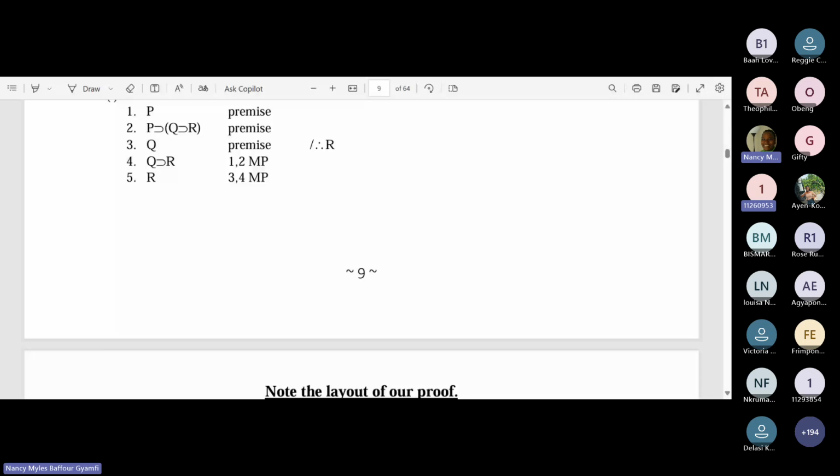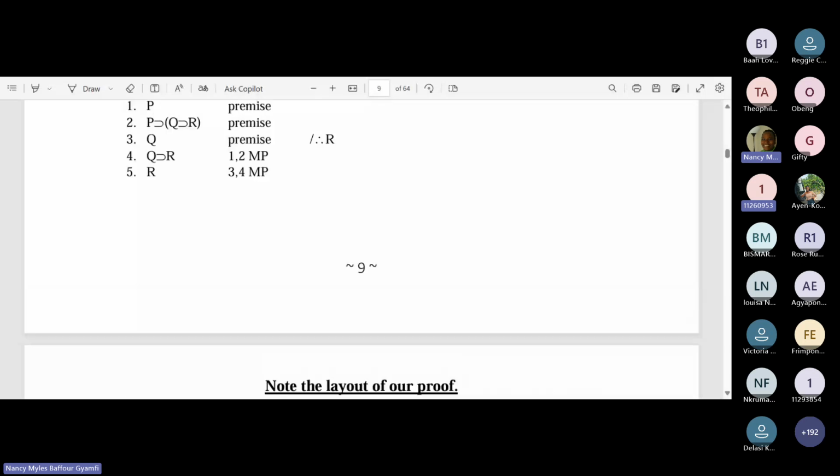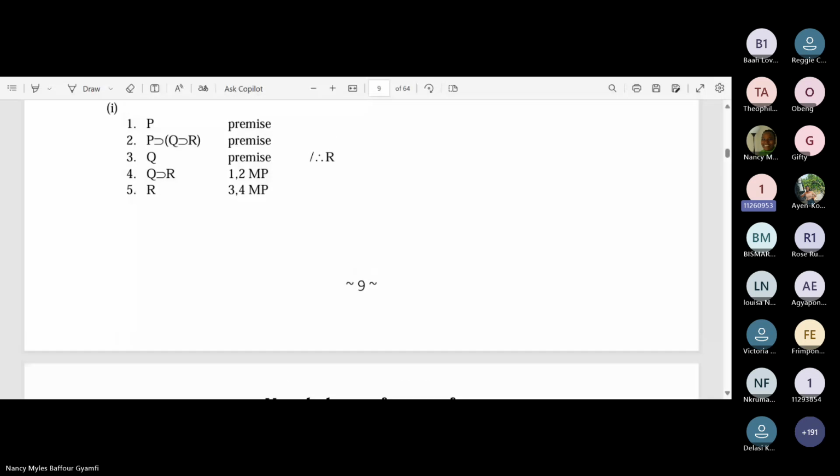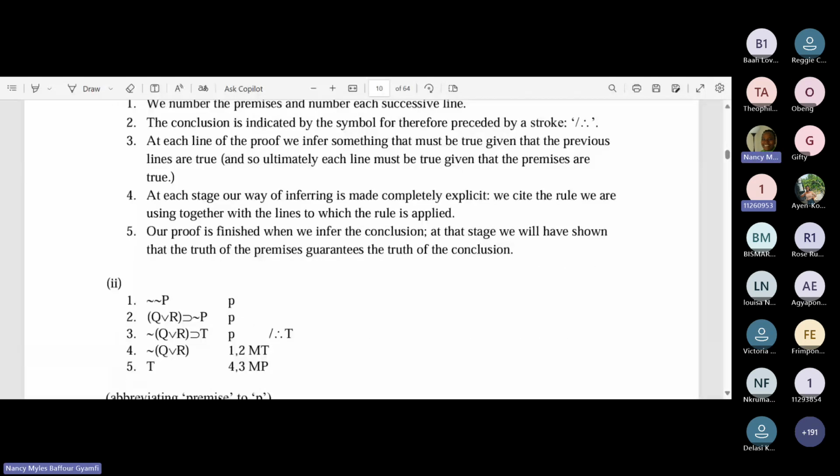I applied modus ponens on 1 and 2 to give me Q, then R. Then I'm applying modus ponens on 3 and 4. One of them had a correction, I think. 3 and 4, no, 3 and 4 is fine. It's modus ponens. And that's all. We have proved R, which is what we are looking for. You don't discharge anything. You are done. So we know direct proof. Everyone feel confident.